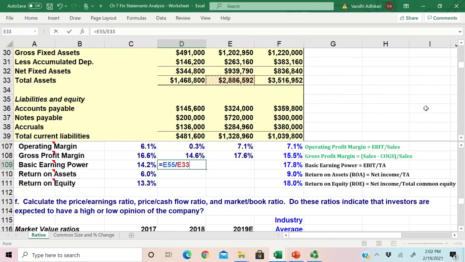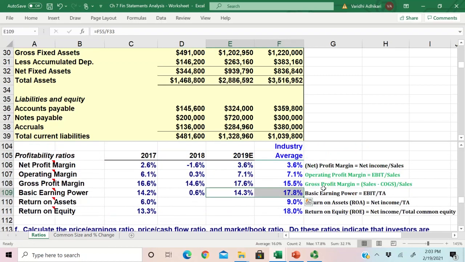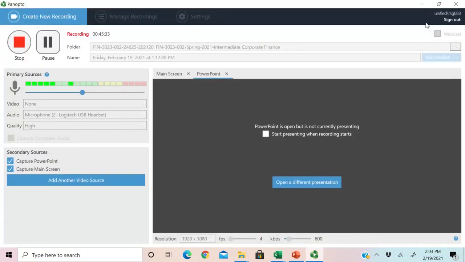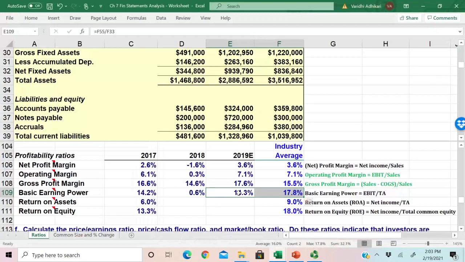EBIT comes from the income statement and total assets comes from the balance sheet. Okay. All right. So this company only generated 0.6% of EBIT compared to its assets in 2018. 2017 was much better. In 2019 it is going to be slightly better and still less than the industry. That means this company is slightly inefficient in using its assets to generate operating income. Okay, so this company is not working its assets well. It is not utilizing its assets to make money for the investors.